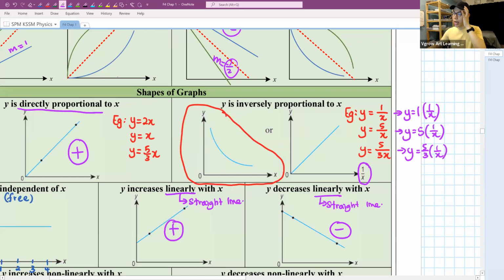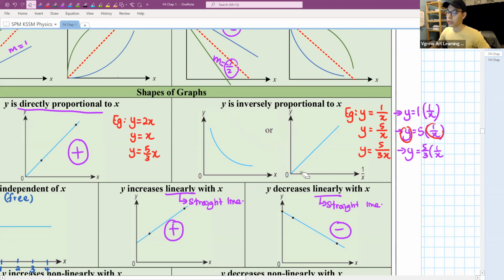Okay, I want you to see that actually, if I change this one to y and 1 over x, it will definitely form a straight line. That is why there are 2 ways to draw inversely proportional.